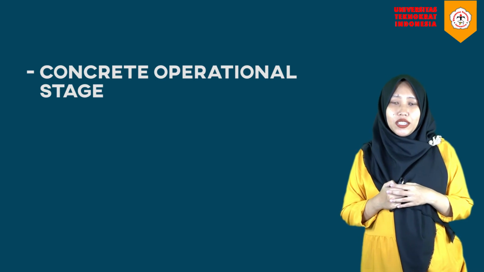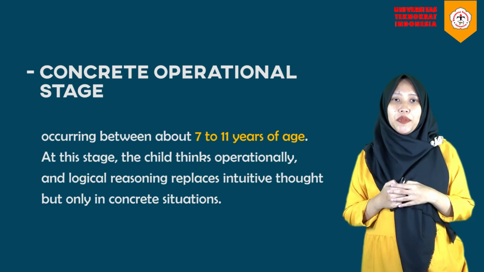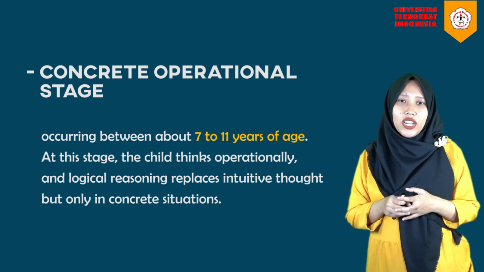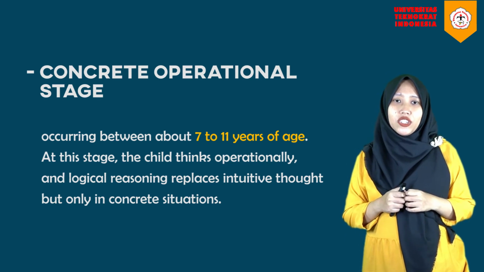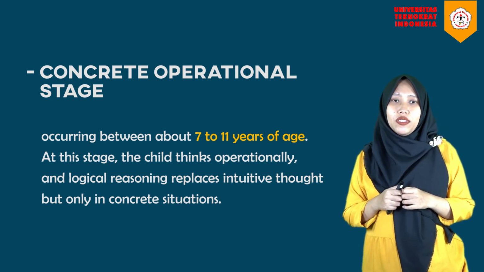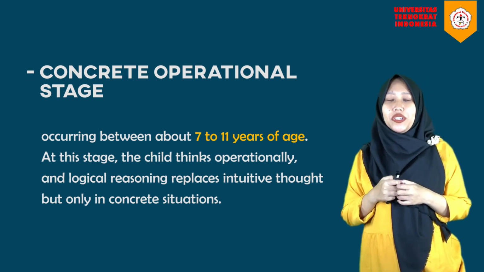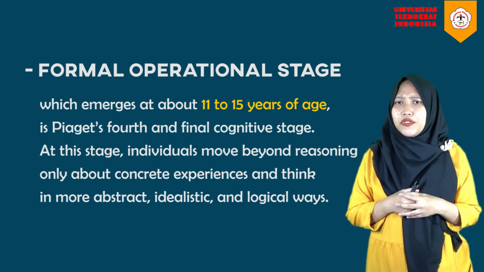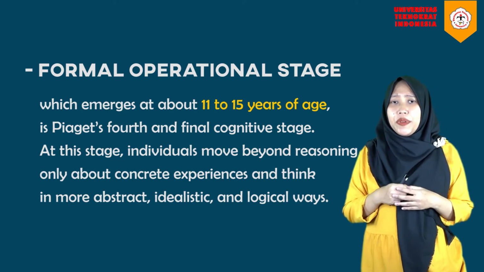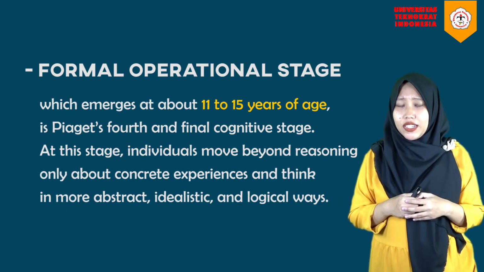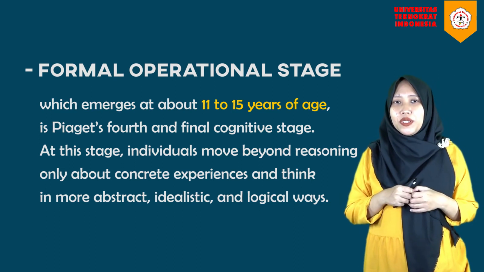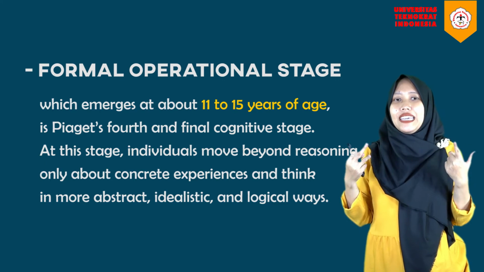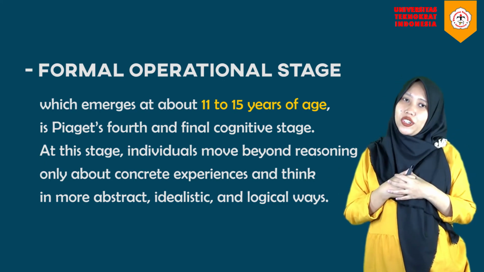The third is Piaget's concrete operational stage, occurring between about 7 to 11 years of age. At this stage, the child thinks operationally and logical reasoning replaces intuitive thought, but only in concrete situations. The formal operational stage emerges at about 11 to 15 years of age. This is Piaget's fourth and final cognitive stage. At this stage, individuals move beyond reasoning only about concrete experiences and think in more abstract, idealistic, and logical ways.